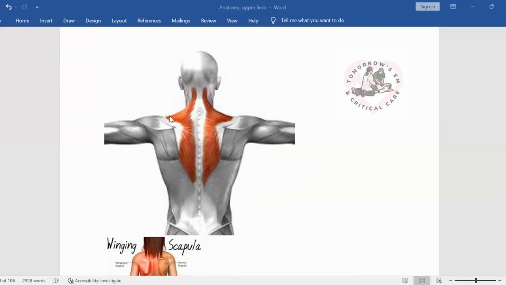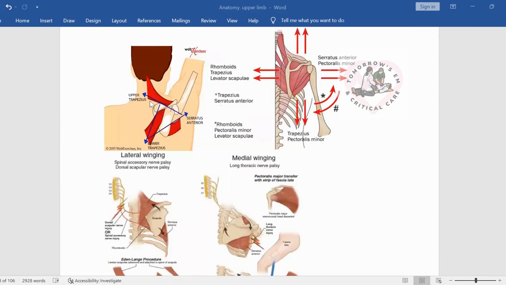So, what's the function of the trapezius? Number one is rotation. It pulls the spine of the scapula medially and upwards. What does the latissimus dorsi do? It takes it downwards and laterally. See the figure here. This is the trapezius. It causes medial and upward movement, isn't it? And serratus causes lateral and downward movement.